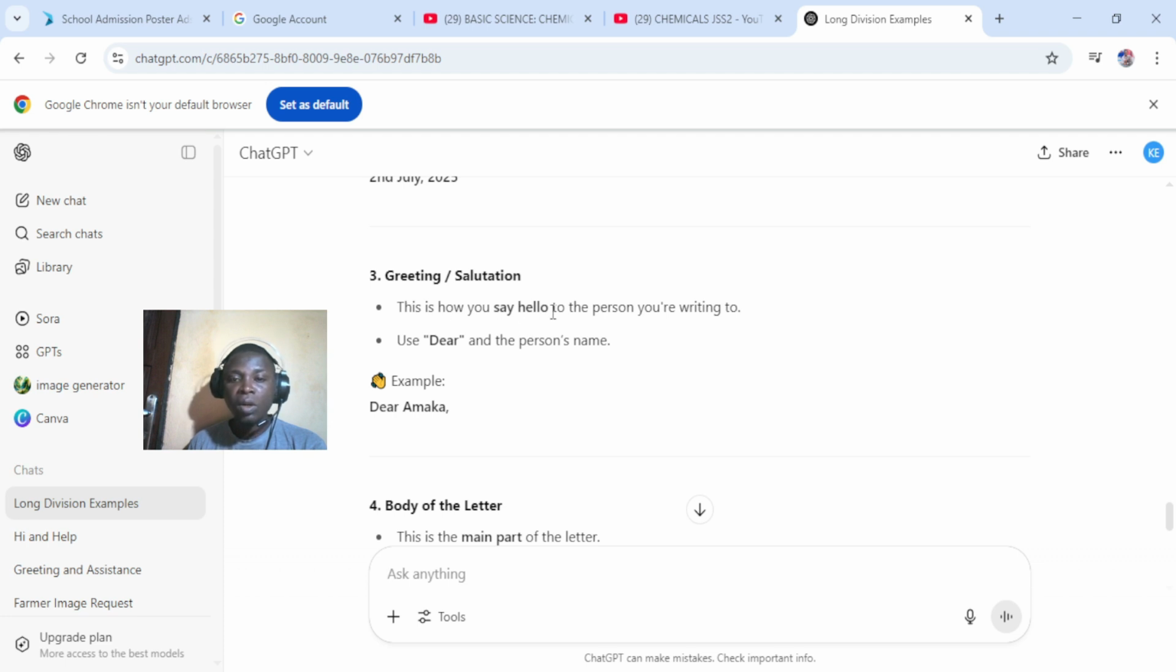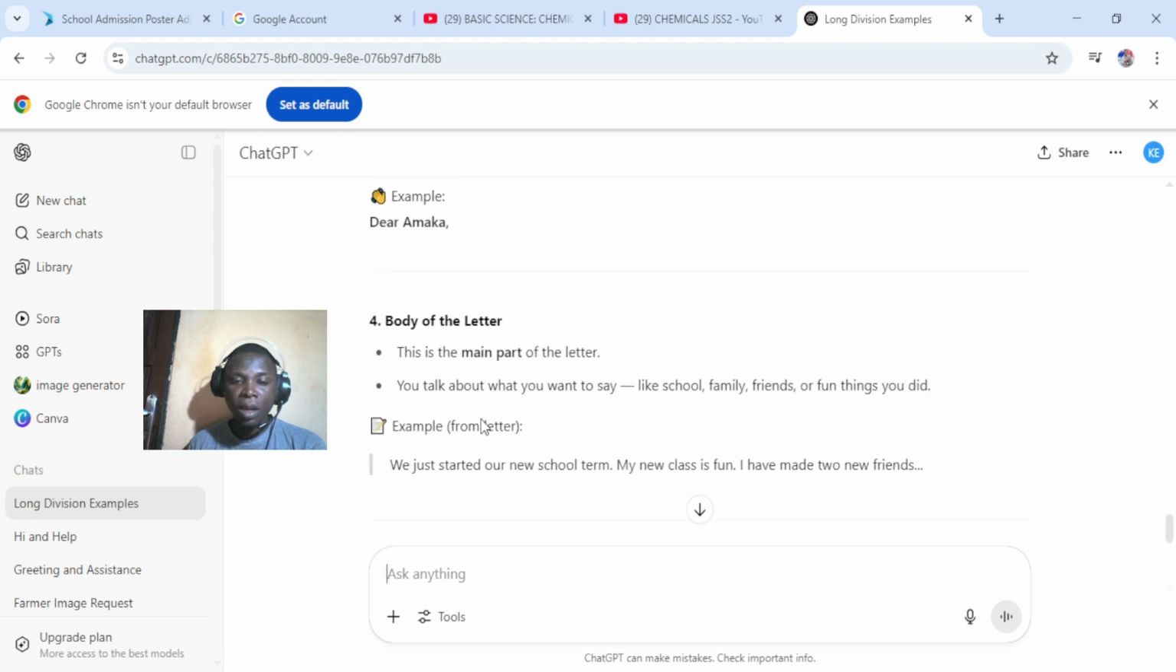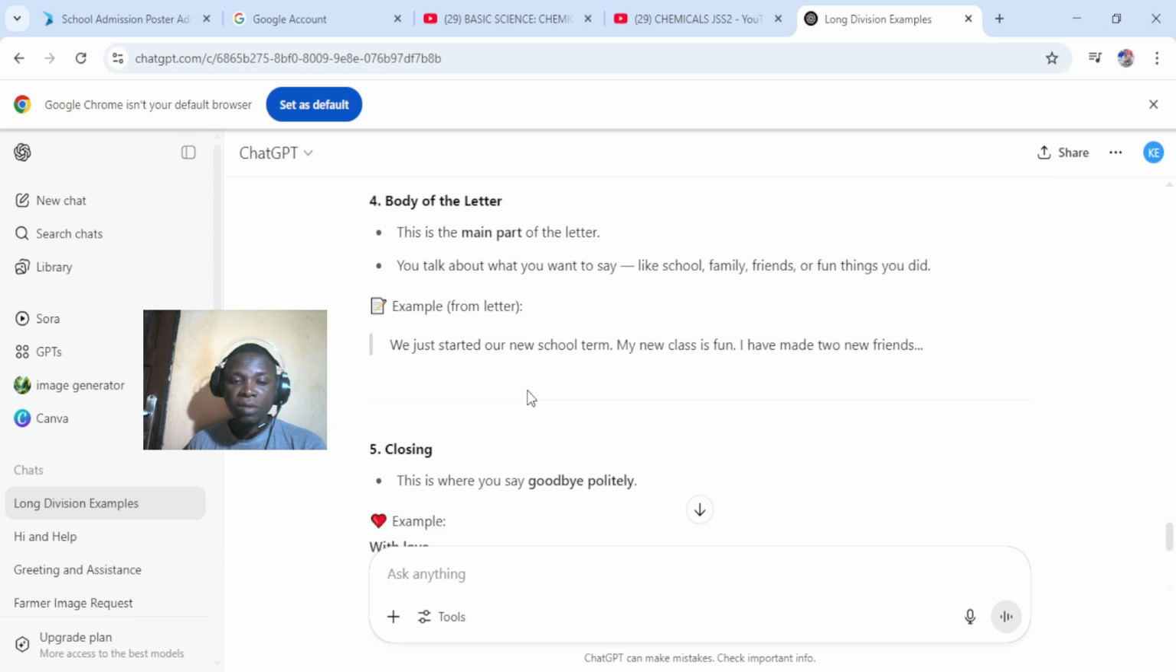Then greetings or salutation. This is how you say hello to the person you are writing to. Use dear and the person's name. Example, dear Amaka. The body of the letter. This is the main part of the letter. You talk about what you want to say, like school, family, friends, or fun things you did. Example is given.